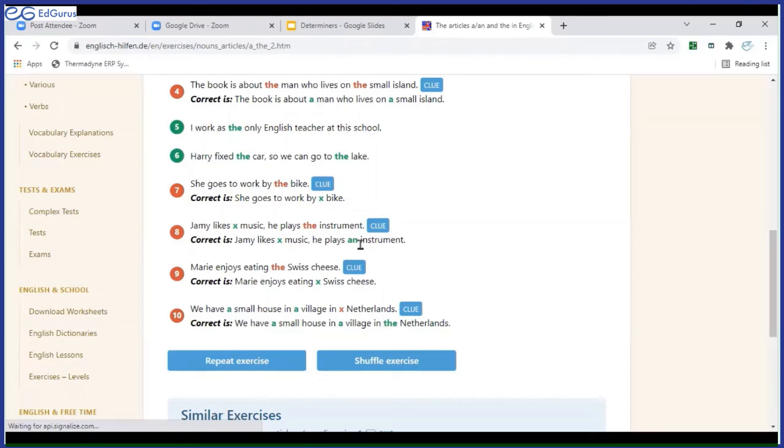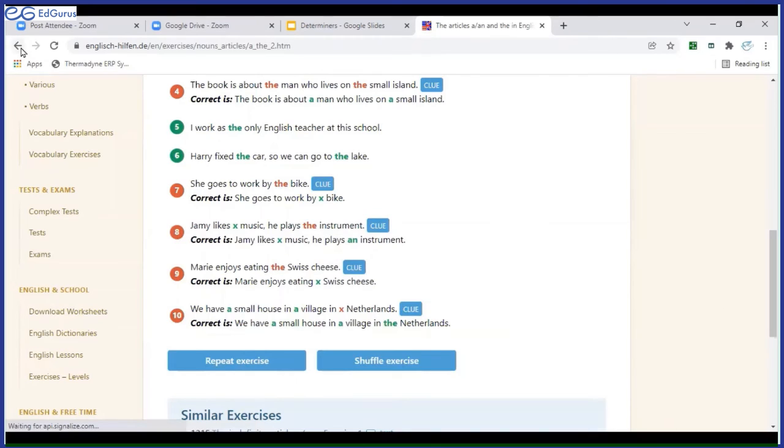Okay? Yes. We have a small house in a village in the Netherlands. In the Netherlands, again, I do not agree with their answer. The Netherlands, in Netherlands is correct. Okay. So anyway, it doesn't matter. It happens. Fine? Okay. Yes.